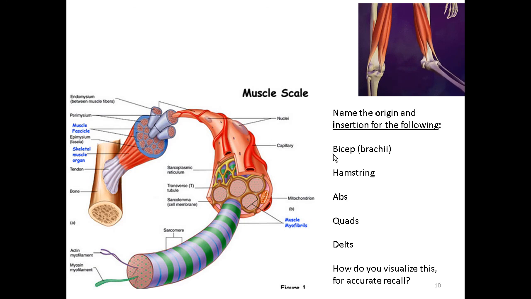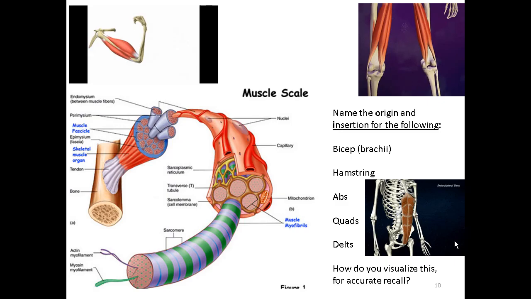So here, name the origin and insertion for the following. The biceps brachii means the one in the arm, not the one in the leg. We did that one. The hamstring we did, where the insertion is on the tibia and the fibula. You could just say the tibia. And the origin would be up on the pelvis. You don't even have to know the 6 bones of the pelvis. Just say pelvis.